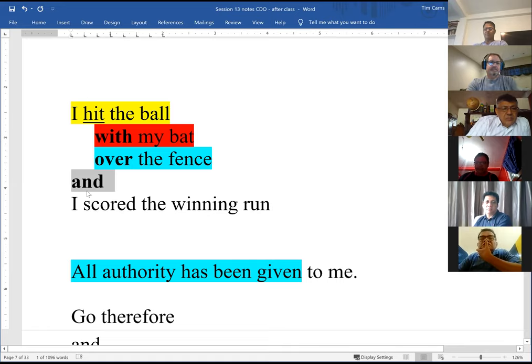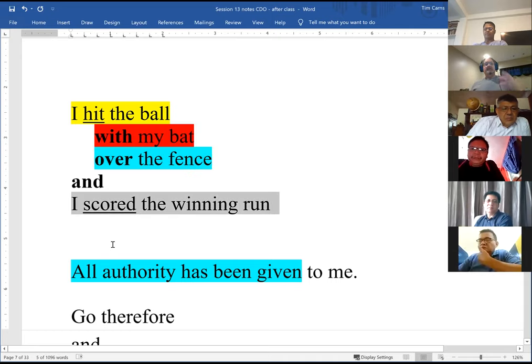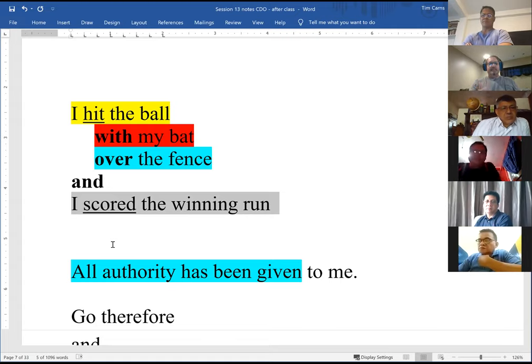And by the way, in this statement, I'd have two main points. I hit the ball, I scored the winning run. That's an independent sentence. Yes, this second is an independent sentence. Exactly. So it's connected by the word and. So I'm making two points here. I hit the ball, point number one. I scored the winning run, point number two. Those are the two points I'm emphasizing. With my bat and over the fence are subpoints describing or connected to I hit the ball. They're not the main points. All right?